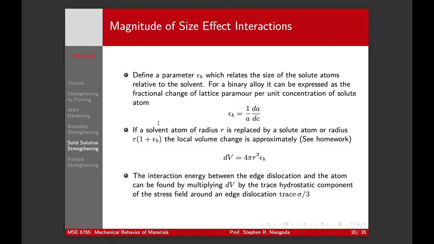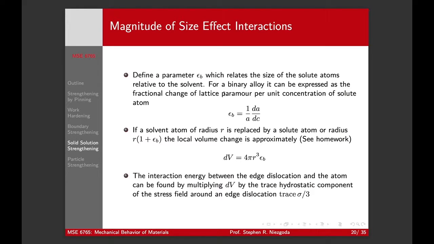So we're going to define this epsilon b. This is not a strain, but it is a strain-like parameter. Right? So it's a dimensionless parameter that's going to relate the size of the solute atoms relative to the solvent. It's a relative parameter, so it's strain-like. You can think of it as a ratio of the size of the atoms.